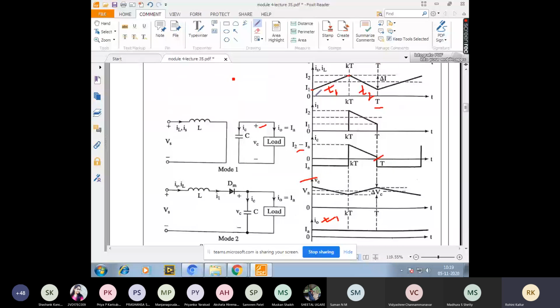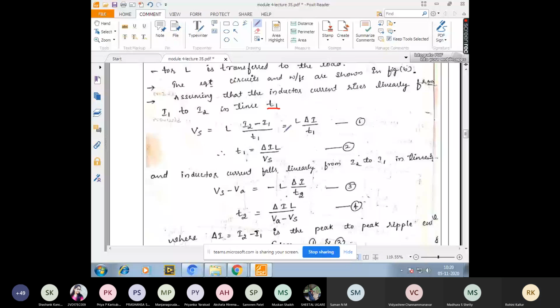So I'll write it as Vs, which is equal to L into I2 minus I1 divided by T1. And this side I'll not consider because the same supply voltage is not supplying the load. So the circuit equation is Vs equal to L into I2 minus I1 whole divided by T1. I2 minus I1, we know that it is the peak to peak ripple current. We'll write it as delta I divided by T1.